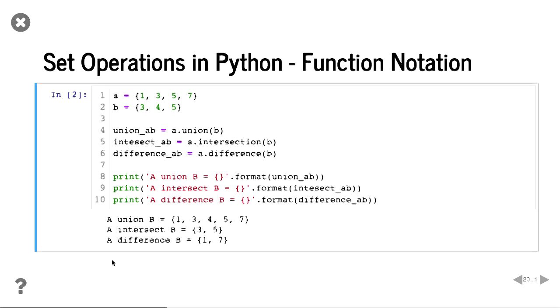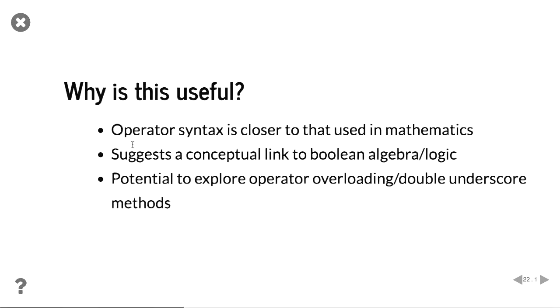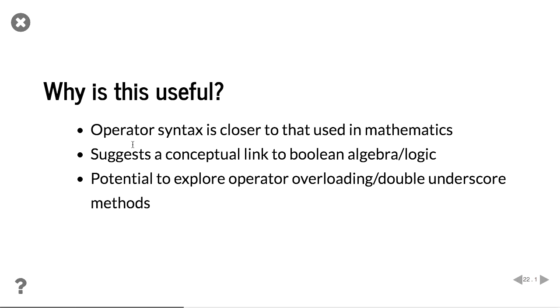But Python also gives us another way that we can do this using what's called the operator notation, where we replace those functions with single character operators. So for union, we have the vertical bar character, intersection has an ampersand, and difference is subtraction. So at first glance, you might think that this is actually less readable. It's not as clear what's going on here. But this is still useful to know, because this operator syntax is actually closer to what we're going to be doing in mathematics. In maths, we're used to this idea of having two objects with an operator in the middle of them.